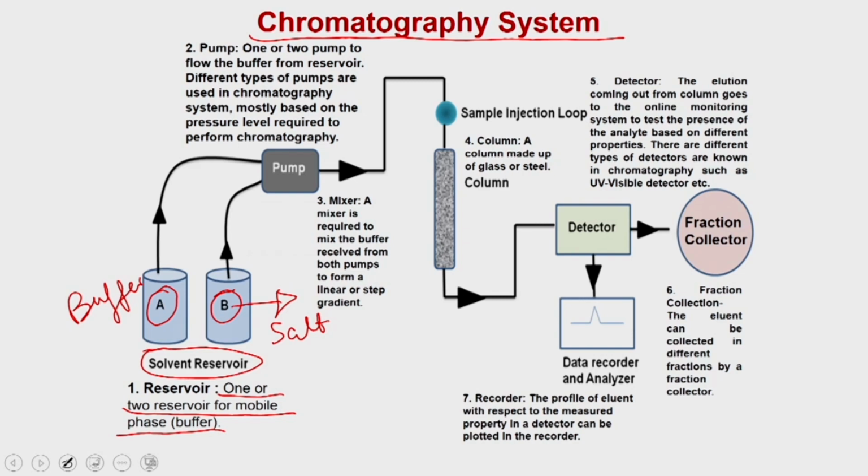Now, these two reservoirs are attached to the pump. You can have 1 or 2 pumps, which means you can have a pump dedicated to A and a pump dedicated to B. Different types of pumps are used in chromatography systems. For example, you can use peristaltic pumps, syringe pumps, or infusion pumps, and in some cases high power and high pressure pumps. Mostly these pumps are chosen based on the pressure level required to perform the chromatography, so you can run chromatography at low pressure as well as high pressure.